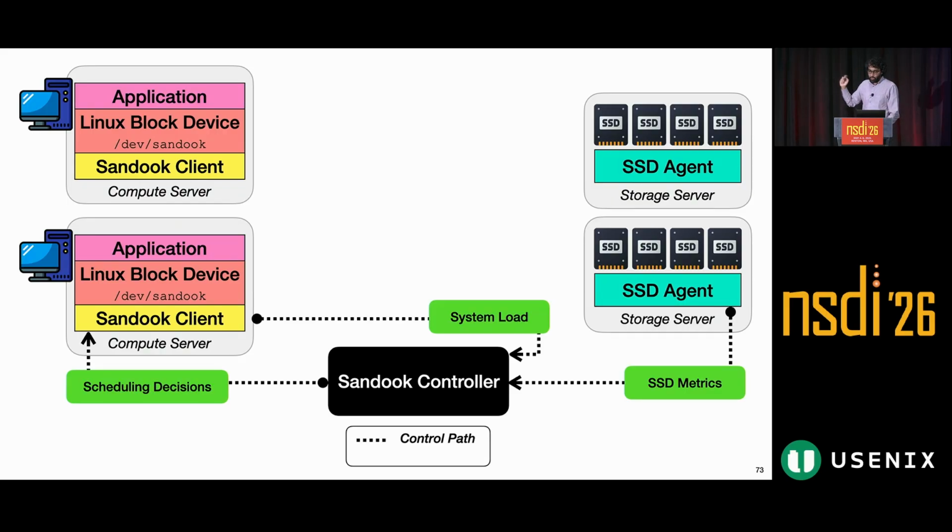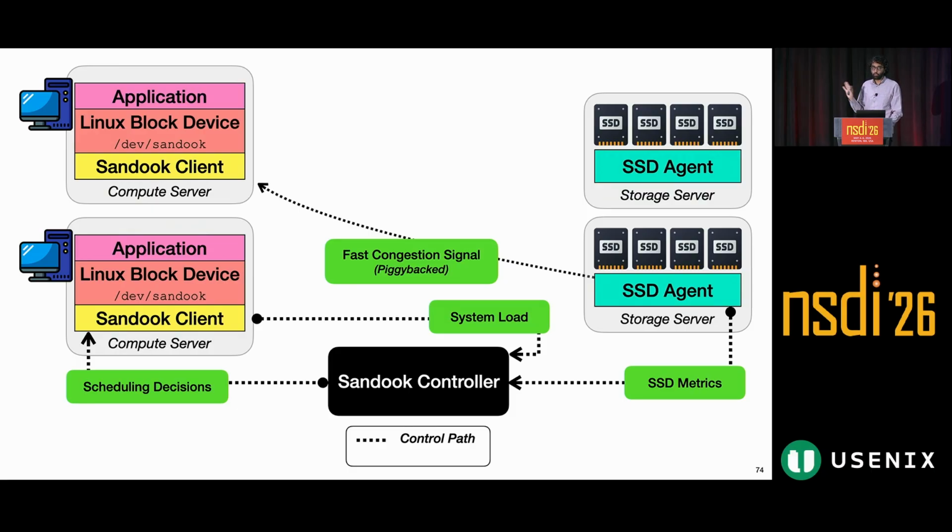It takes metrics from the storage server about the SSDs, and it takes metrics from the client about the system load. And based on this, it periodically updates scheduling decisions back into each of the Sandook clients. And so that's your control path. But recall that you also have a faster control path, which responds to fast congestion signals, piggybacked on requests directly from the agent to the Sandook client without the controller involvement. So a combination of this allows you to handle variability at different timescales.